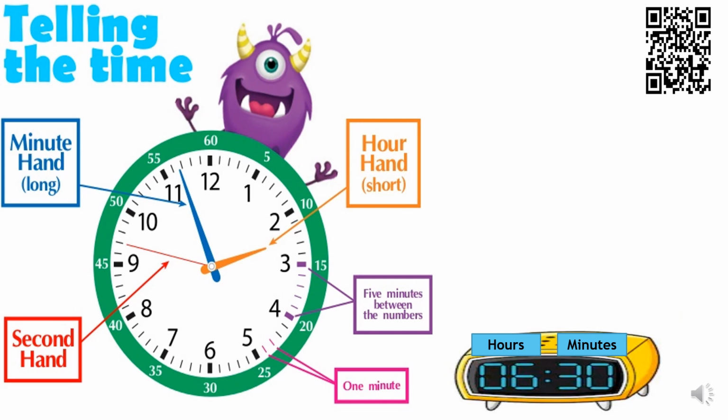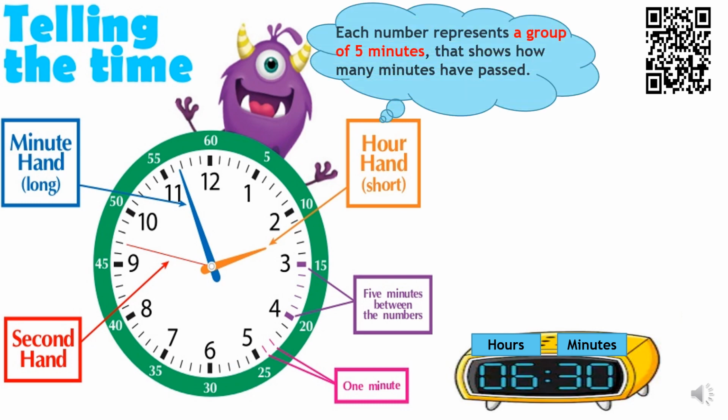Between each number and the other one, we have 5 minutes. Our monster here will tell us. Each number represents a group of 5 minutes that shows how many minutes have passed. So when the long hand looks at 12 and it moved to 1, it means 5 minutes have passed. So it means one group of 5 minutes have passed.